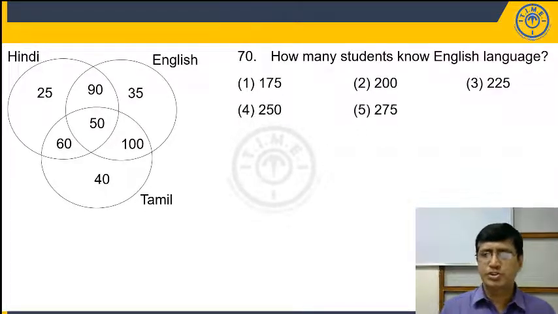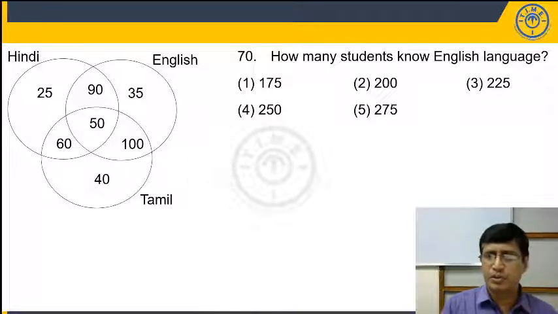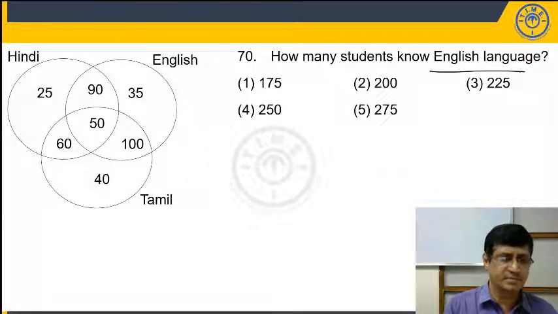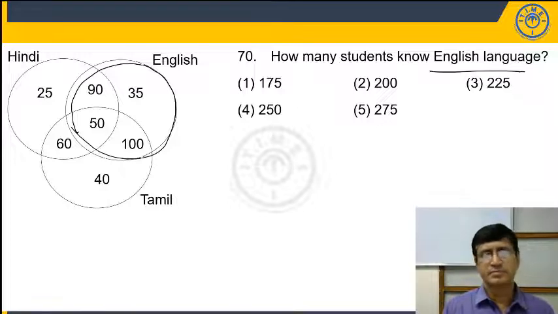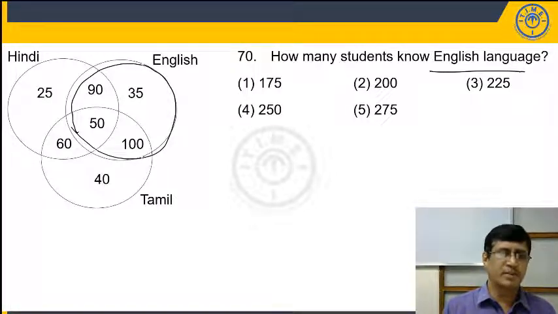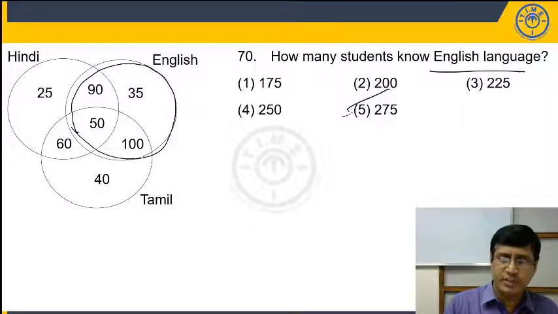How many students know English language? Now, the English language is this. So just add all the values and find out the answer. So how much is the value? 50 plus 30, 80, 80 plus 90, 170 plus 100, 270 plus 5, 275. So the right choice is option 5. Fifth choice is the right choice.